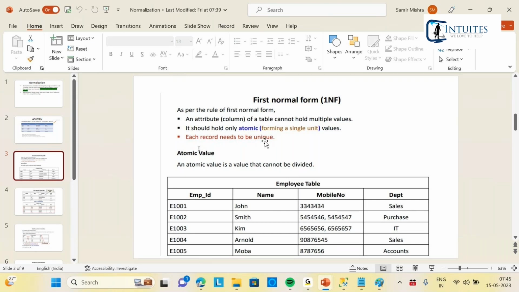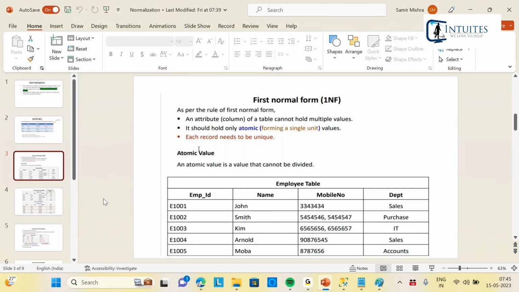Take an example of this. We have employee ID, employee name, mobile number, and department. Here the first problem is that an employee has different mobile numbers, but we are keeping them in a single column. The rule says each record needs to be unique. Each record is unique here. If you see E1001 John 343 sales, looking at the first row, there is uniqueness. But the problem in this table is the mobile number only. We are keeping more than one piece of information. That's what it's all about.